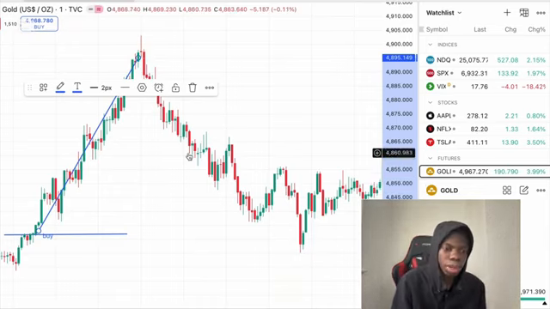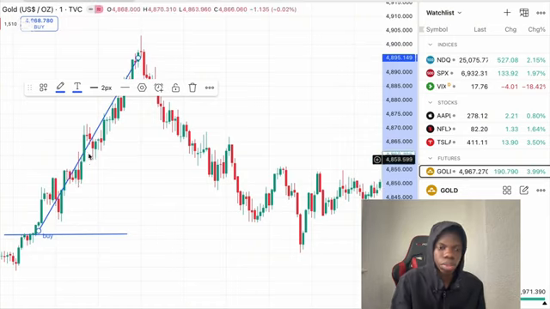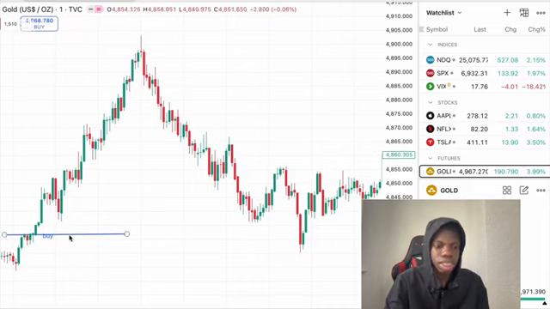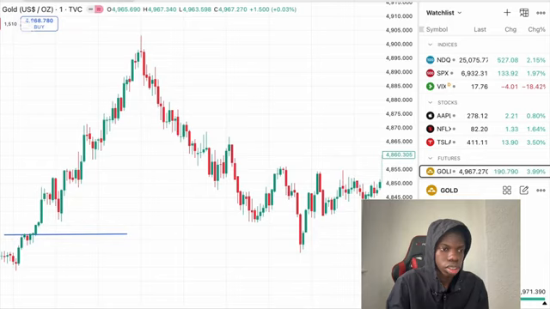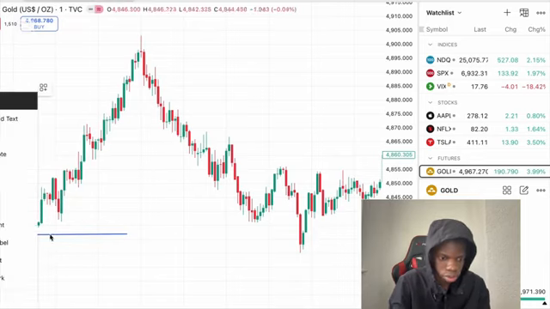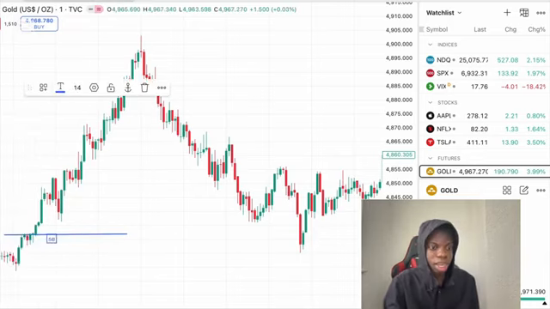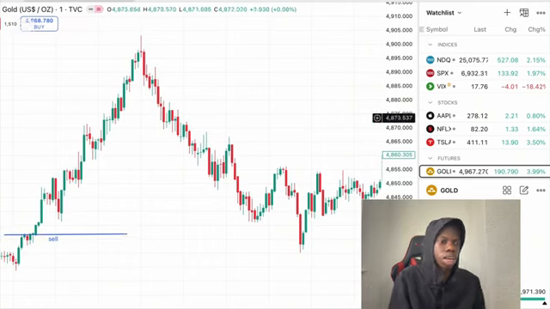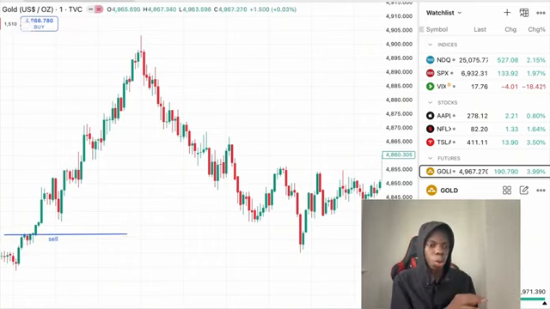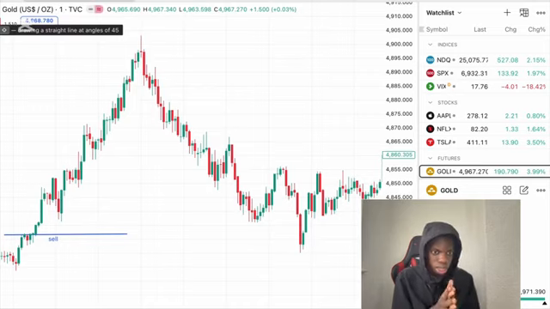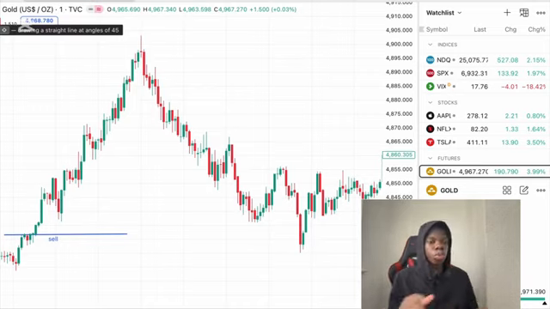But assuming I placed a sell, hold on, let me delete this. Assuming I placed a sell at this point, and the market started going up, I'm not in profit because the market went in the opposite direction of my open position. Sure you understand it now? The market went in the opposite direction of my open position.